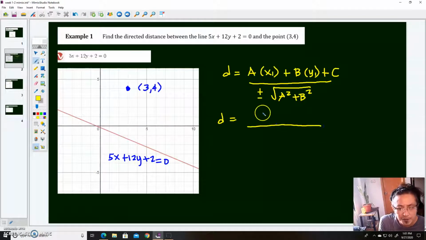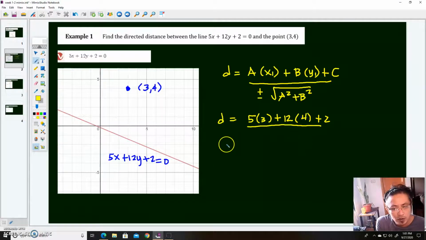Obviously, a is 5. Usually what I do is just put blocks: 5, 12, and then another block for the coordinates to be inputted, then plus 2. Now you know x1 is 3, so let's put 3 and then 4. Now the denominator says we will choose the sign of the denominator to be the same as the sign of b. Obviously, b is positive here, so we should pick a positive denominator, and then square root of a squared plus b squared would have to be 5 squared plus 12 squared.